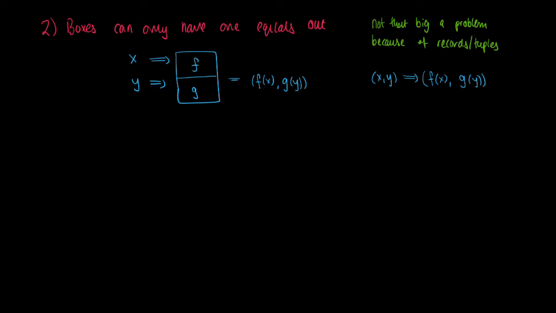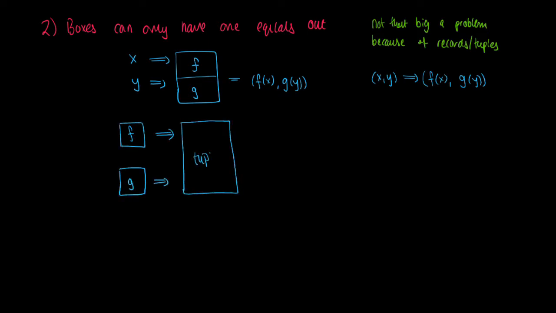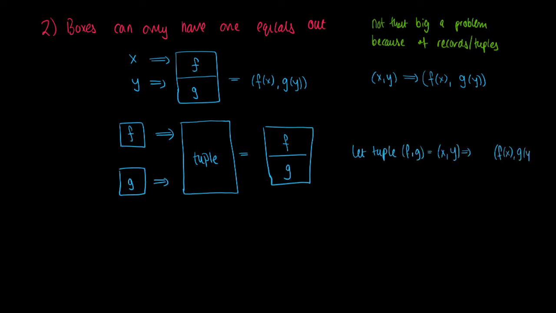So if we want to make boxes that work like this for our own choice of f and g, let's call it tuple, we can draw it like this, which in code would look like let tuple f, g equal to x, y goes to f of x, g of y, or tuple equals f, g goes to x, y goes to f of x, g of y.